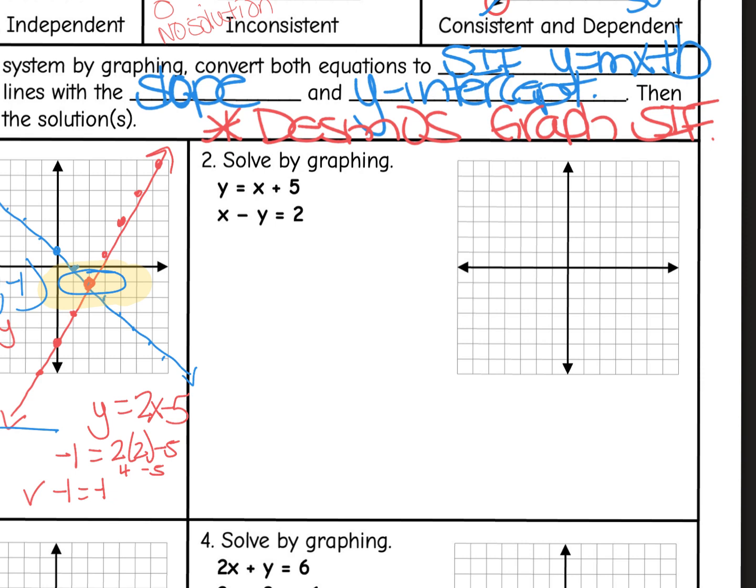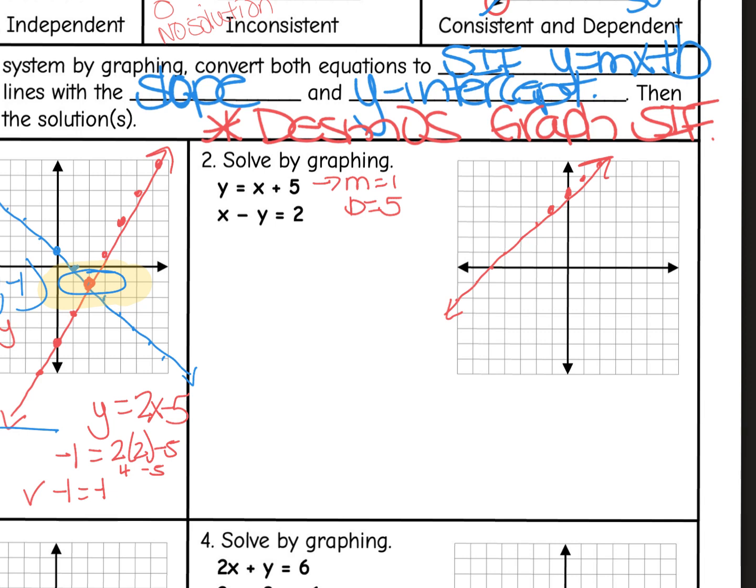So the first step on this one is checking to make sure, are they in the correct format for us to graph? Well, the first one is in slope-intercept form. So I know my slope is 1, my y-intercept is 5. And I'll just go ahead and graph that. So I have a y-intercept of 5, 1, 2, 3, 4, 5. My slope is 1, so it's up 1 over 1, and I'm going to graph this until I run out of room, and then connect with arrows at the end.